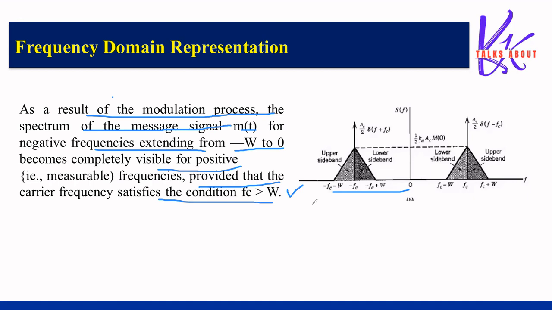So the condition to have modulation is always that the frequency of the carrier should be greater than that of your message signal, that is fc should be greater than W, and your mu value should always be less than or equal to 1. If it is greater than 1, there is interference occurring, so we cannot retrieve back the original signal.